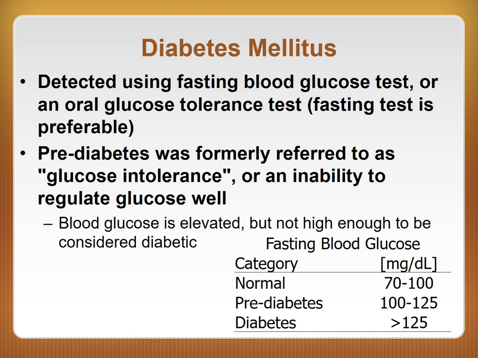Diabetes mellitus is usually detected using a fasting blood glucose test or an oral glucose tolerance test. Fasting test is preferable. Also, prediabetes was formerly referred to as glucose intolerance, or an inability to regulate glucose well. Among people with prediabetes, blood glucose is elevated, but not high enough to be considered diabetic. The below table lists the numbers for different categories. For example, if the fasting blood glucose is greater than 125 milligrams per deciliter, then the individual is considered to have diabetes. If the value is below 100, then it is in the normal category. If the value is between 100 and 125, then I would say this individual has prediabetes.